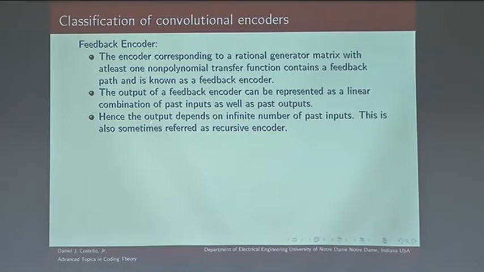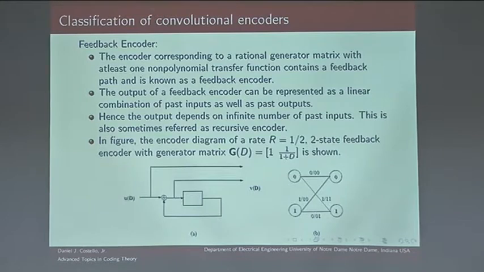And therefore, in general, the output is going to depend on an infinite number of past inputs. With the feed-forward type, the outputs are only going to depend on m past inputs. That's it. But with feedback, even though the memory order is m, because it's recursive, this dependency continues throughout the encoding process. So this is a little feedback encoder. It's rate 1/2. It's 2 states, just 1 register stage. And this is a generator matrix.